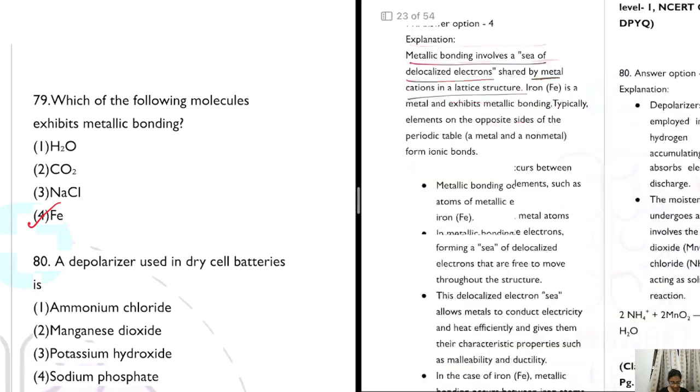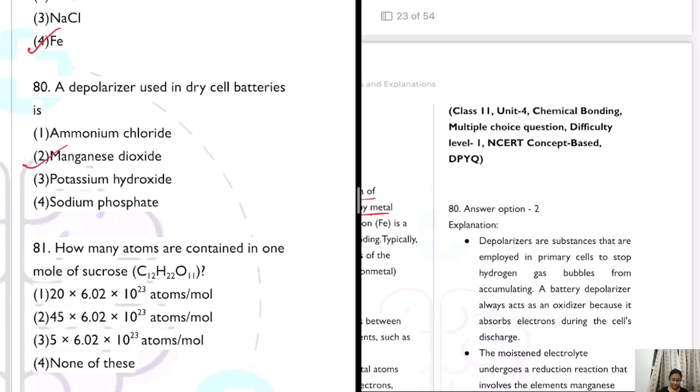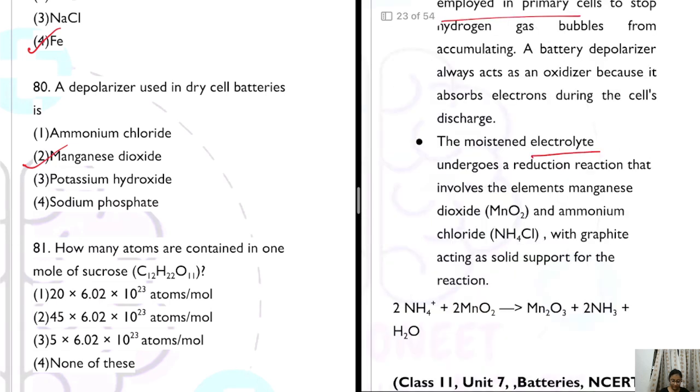A depolarizer used in dry cell batteries is. For this, MnO2 is the correct answer. Why? Let's see. What is a depolarizer? These are substances that are employed in primary cells. Why? Because we have to stop hydrogen gas bubbles from accumulating. So it will act as an oxidizer because it will absorb electrons during the cell discharge. The moistened electrolyte undergoes a reduction reaction that involves MnO2 and NH4Cl. So you see, MnO2 would be the correct answer.